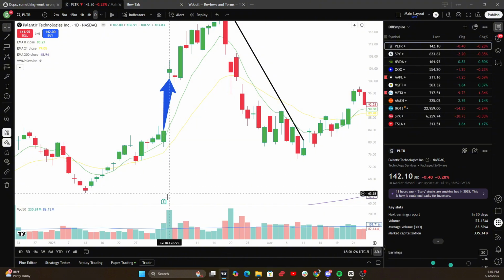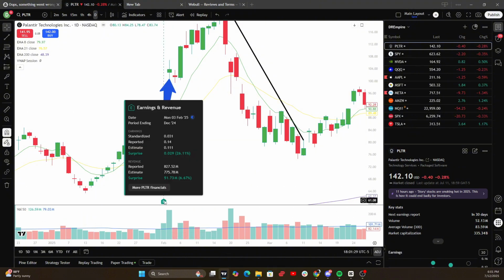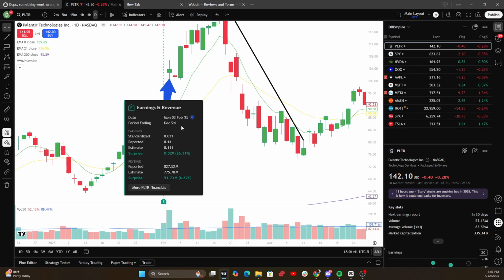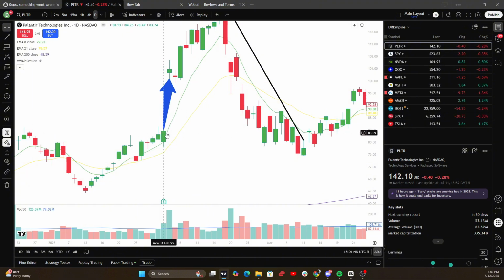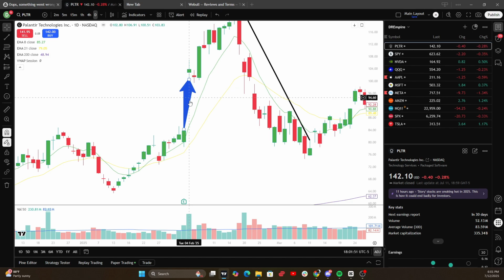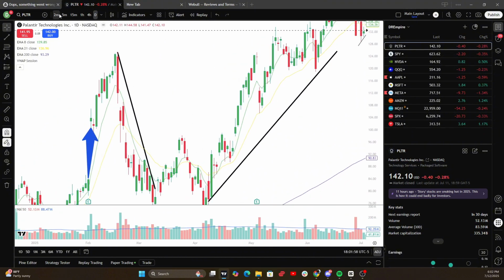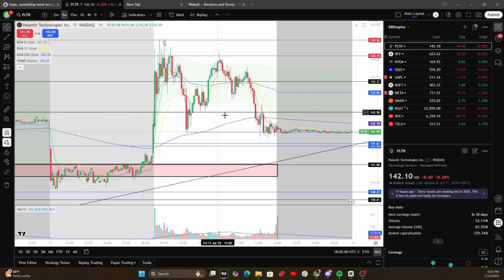So this goes into one of our other key terms, which is the earnings report. So every company has quarterly earning reports. So PLTR had their earnings report, which was positive. They made more than what was expected or what was estimated. So that made the stock become very bullish and it gapped up from where it was previously. So that's an example of gap up. And I'll show you guys, see if I can find an example of gap down.